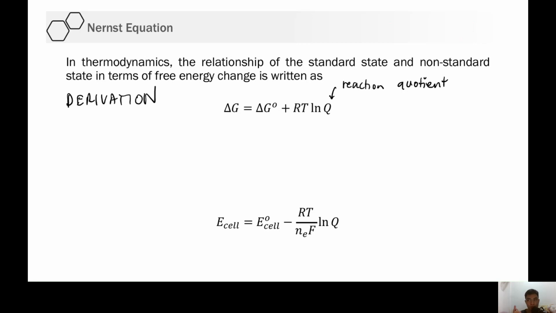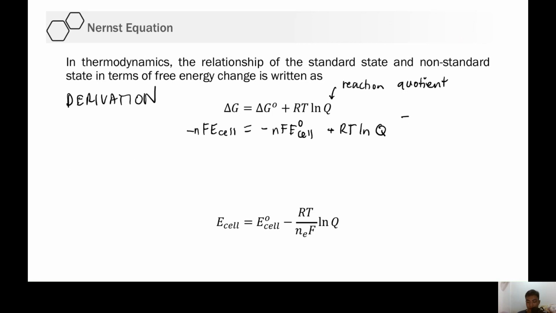In our discussion, we know that delta G is negative nFE cell, right? So let's plug it here. We have negative nFE cell. Then for the other one, we have negative nFE naught cell. Take note of the difference: we have to emphasize that this is non-standard, and this one is the standard. Plus RT ln the reaction quotient.